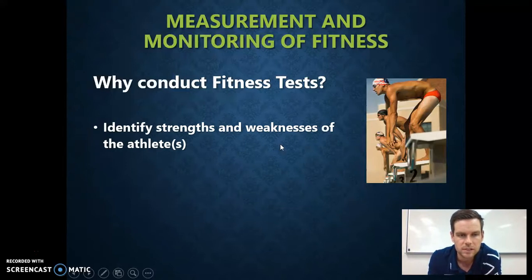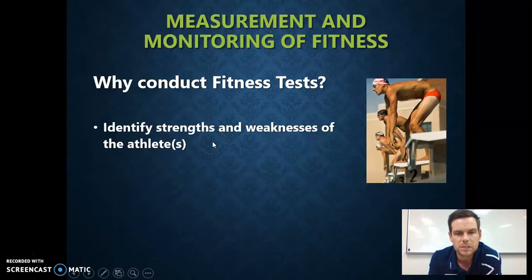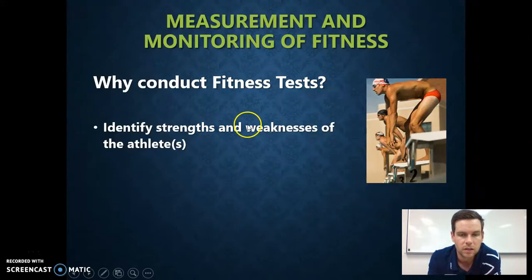Three main reasons, I suppose. Identifying strengths and weaknesses of the athlete. So we might know by looking at them in their training program, okay, this person looks like they're fast, but without conducting a proper fitness test, we don't really know specifically how fast they are. By conducting a 20-meter fitness test or a 20-meter sprint, we'll be able to work out and get a value on how fast that athlete is.